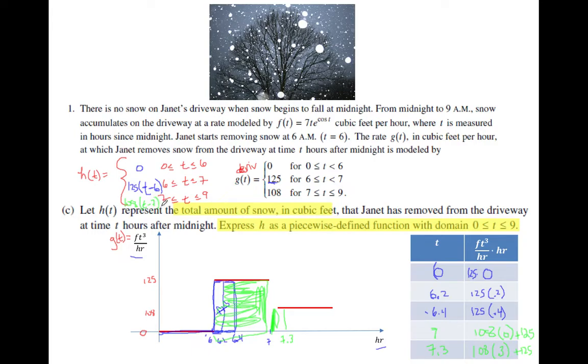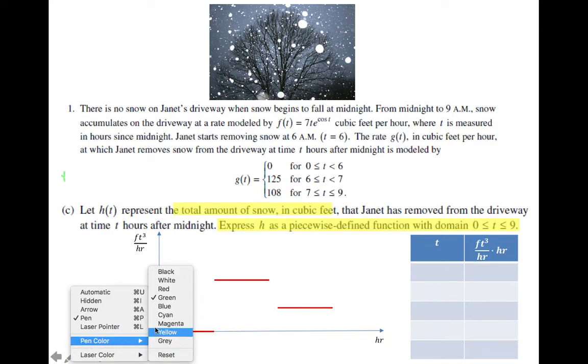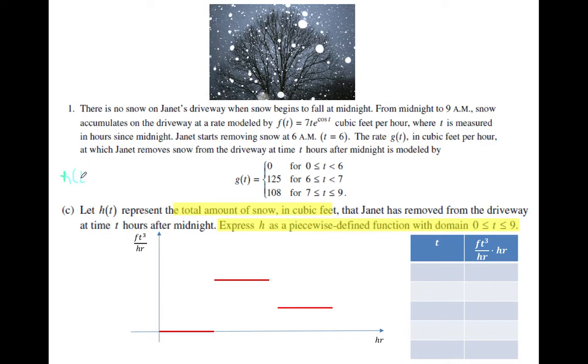Oh, you have to add how much you accumulated before that. And each time, it's that 125 times that 1 hour, because the whole rectangle was 125 times 1. So now your rate changed. Your delta x was 0 right here at 7. But as soon as you go to 7.1 or 7.2 or 7.3, whatever this is, at 7.3, your rate is 108, your height of that rectangle, times 0.3, plus 125. Now, how do we write that rule up here?